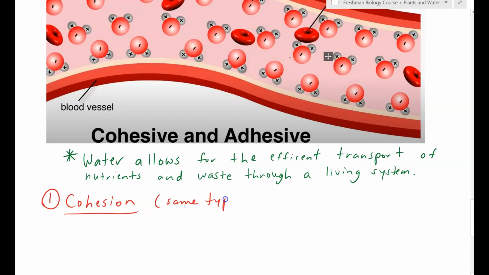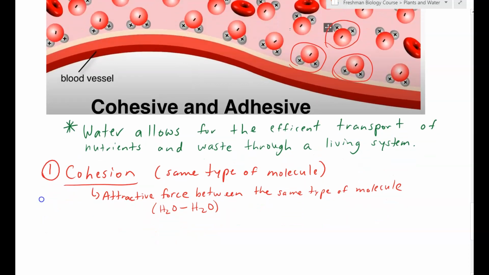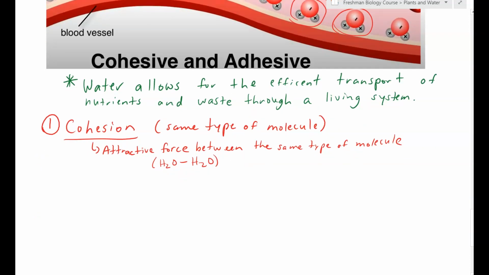type of molecule. So we're seeing, for example, a water molecule here, a water molecule here, and a water molecule here, all within the bloodstream. These water molecules are all working together to move through the blood. Cohesion then would be an attractive force between the same type of molecule. So between two water molecules, that is going to be cohesion, okay? Two of the same type of molecule working together, okay?